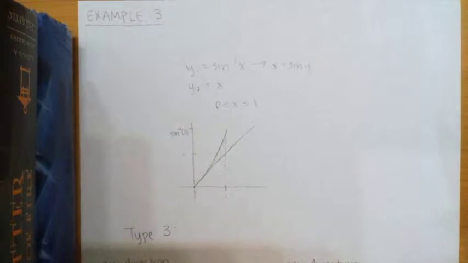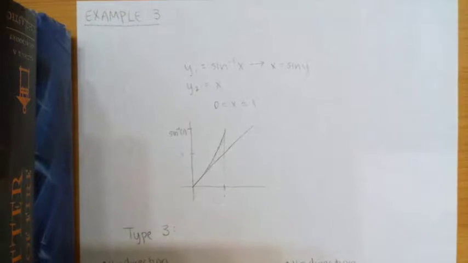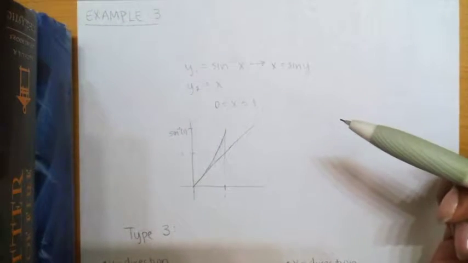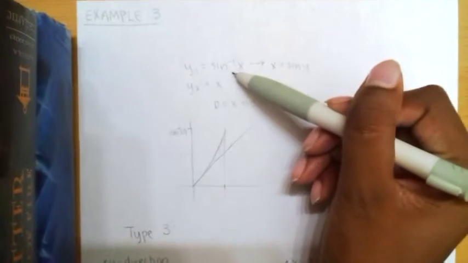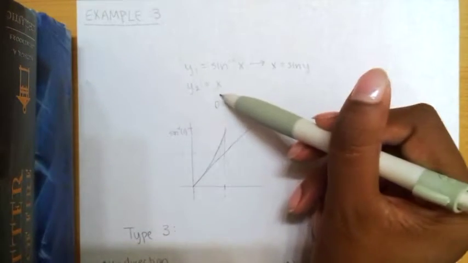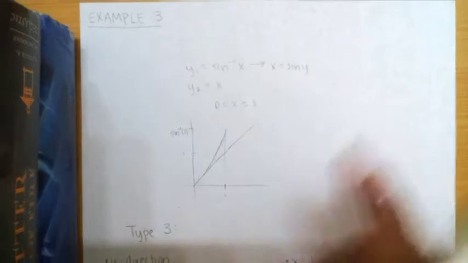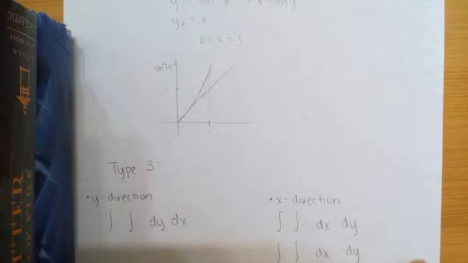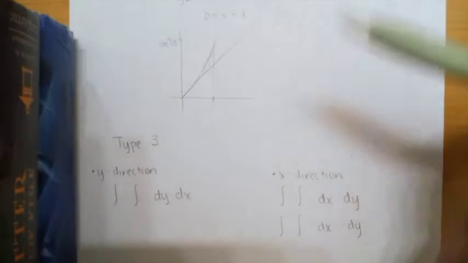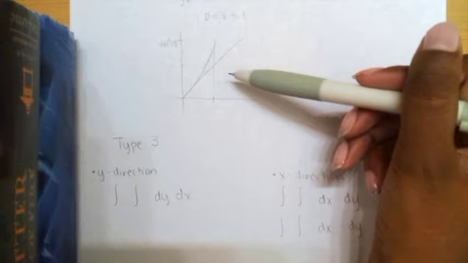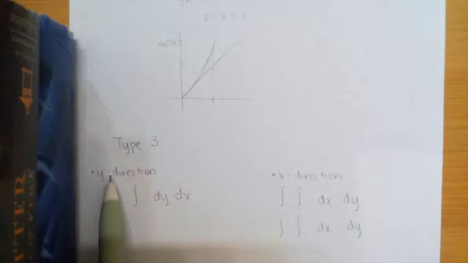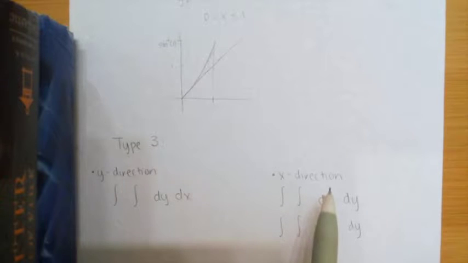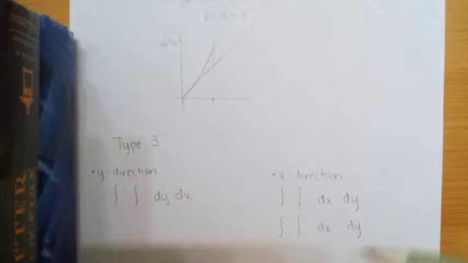Okay, so my third example is a type 3 double integral, and the two equations that I chose were y equals the inverse sine of x and y equals x from 0 to 1. So I'm going to move it down so that you can see the integrals that I wrote. So first I graphed it, and I'm doing it in both the y direction and the x direction to show that integrating it in one way is easier than integrating it in the other way sometimes.